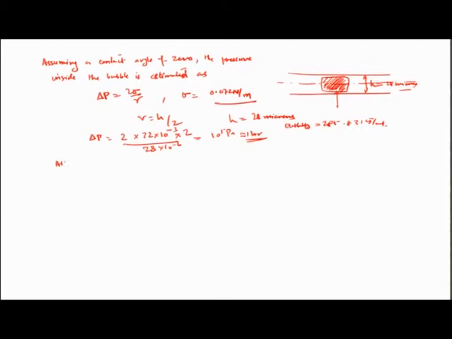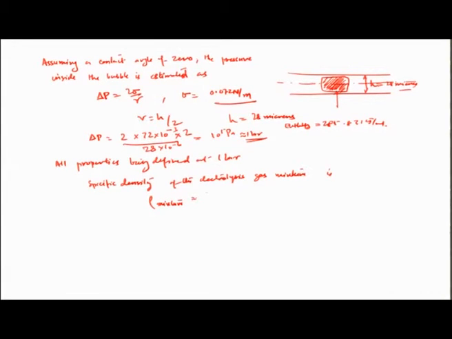So, all the properties being defined at 1 bar, the specific density of the electrolysis gas mixture can be defined as rho mixture equals the density of oxygen plus twice the density of hydrogen, divided by 3.